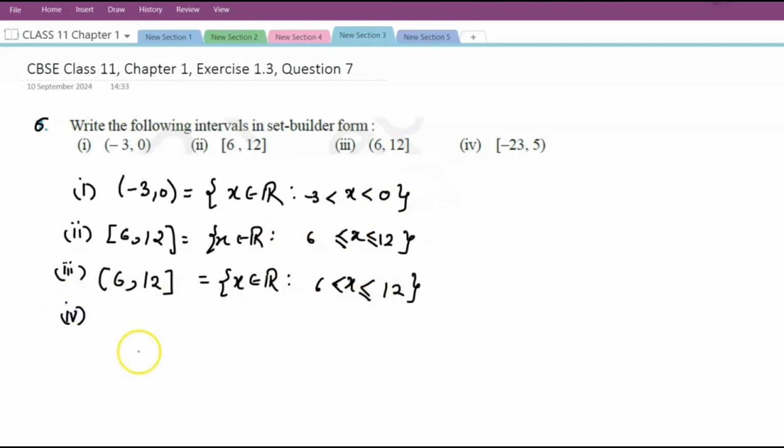For the next part, we have [-23, 5). Again, x is a real number such that it lies between -23 and 5, and it is closed at -23, and therefore we need to include -23. So we would write the less than or equal to sign, and it is open towards 5, therefore we will write less than 5.